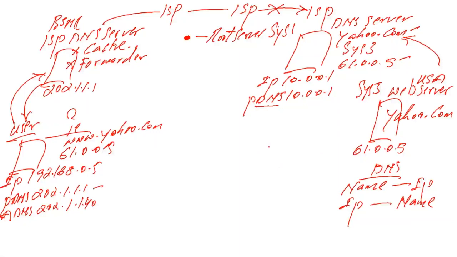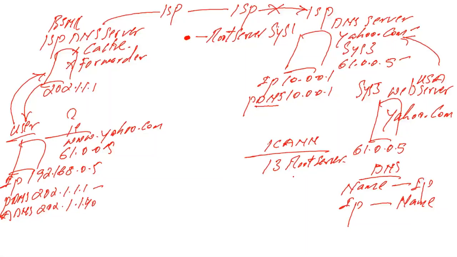These root servers are managed by the ICANN organization. And how many root servers do we have in the world? We have 13 root servers, managed by the ICANN organization.